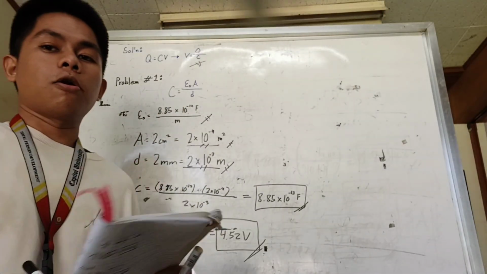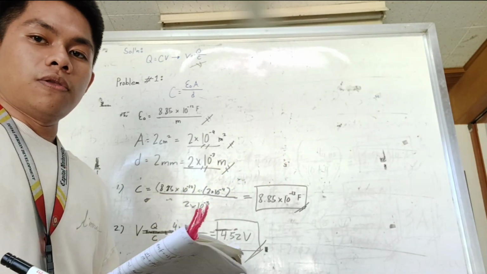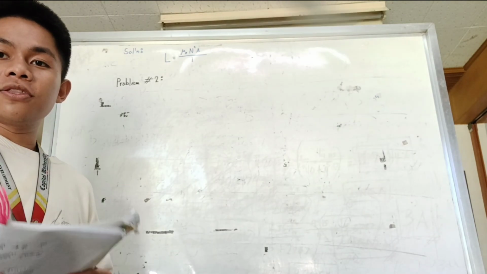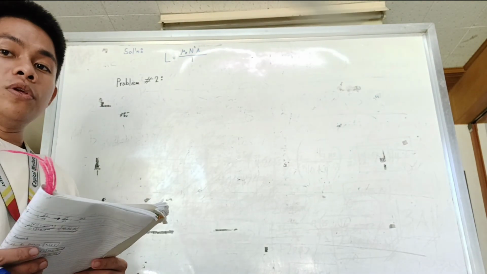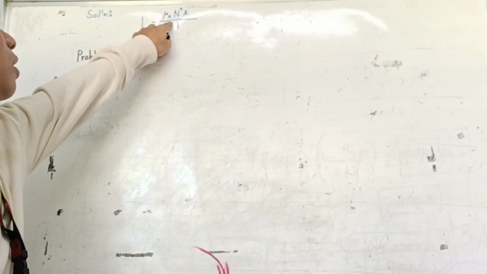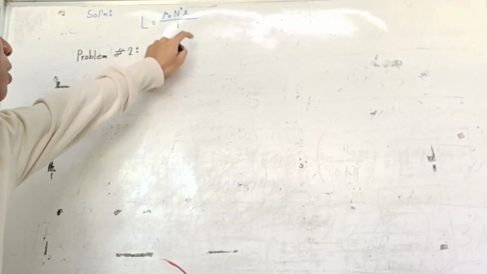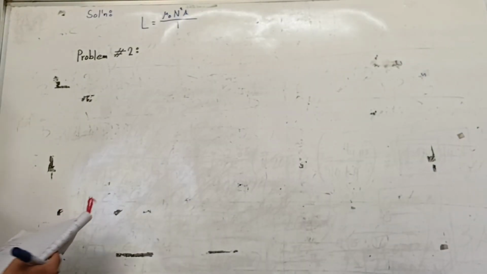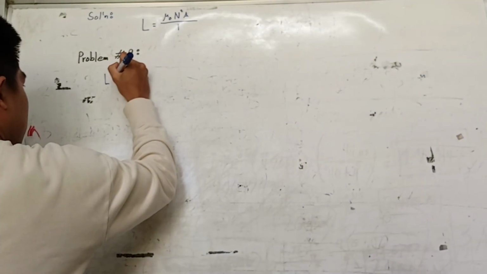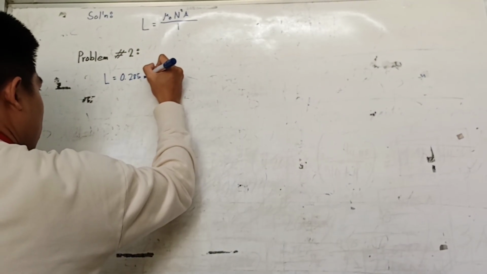Next, for our problem number 2, find the turns for the solenoid. Let me erase this first. For problem number 2, we need to find the turns on our solenoid, and the formula for the inductance is L equals mu sub-0 N squared times area over length. Based on the formula, let me write the given first. L is equal to 0.285 millihenries.